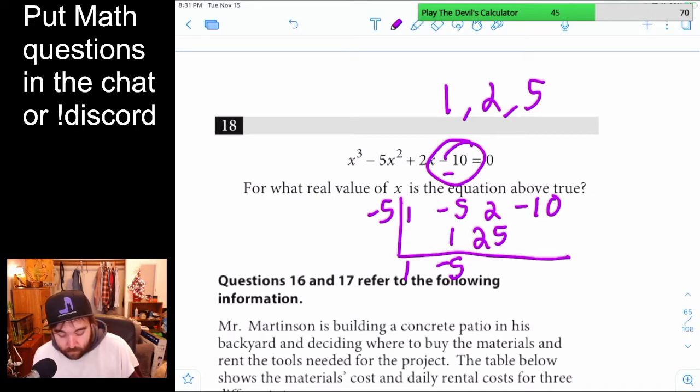Mess up hard. That's a -5, so that's a -10, so that's a 50. Why am I screwing this up so hard? 1, 1, -5, -10, 50, 52, and, well, that sure as heck doesn't work.